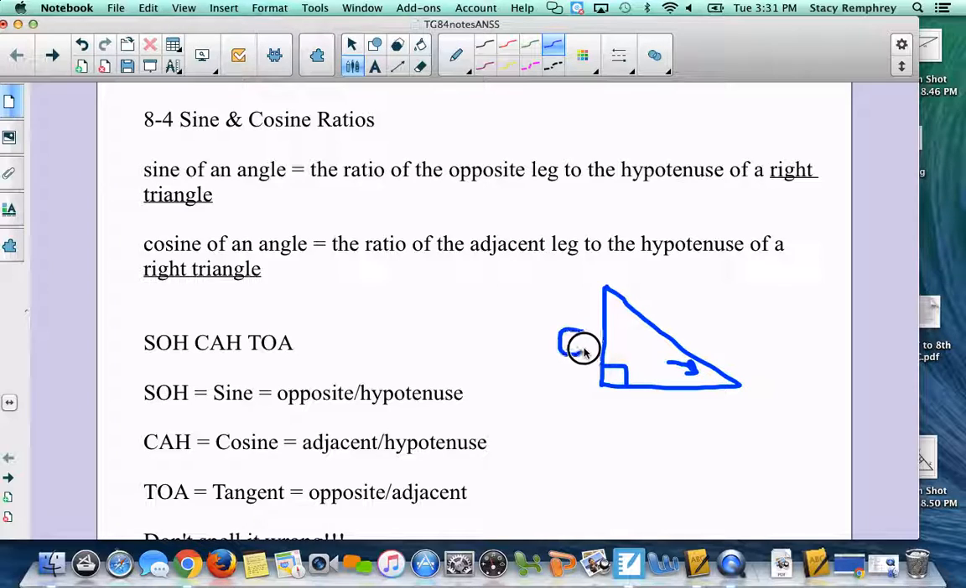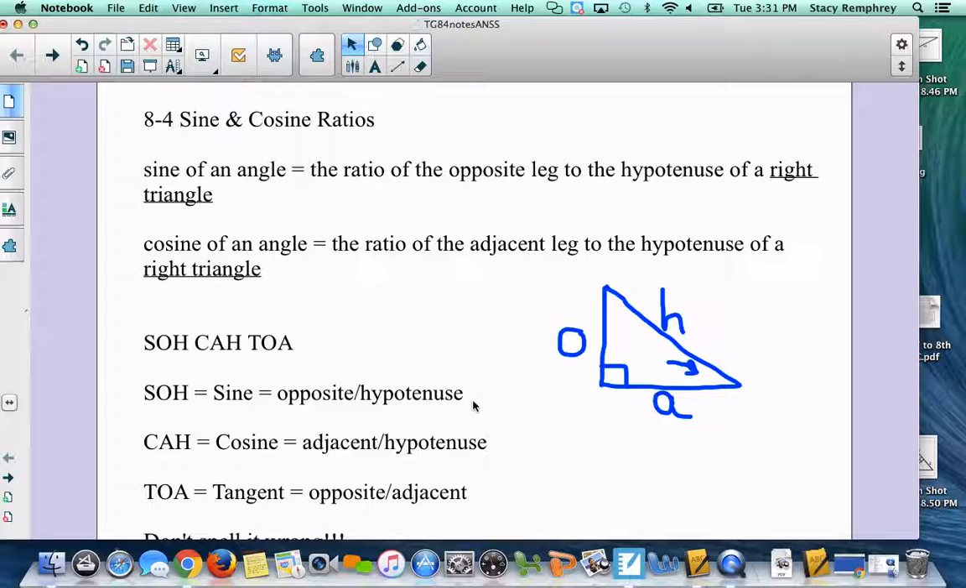This would be the opposite of that angle, to go across. And the hypotenuse is still the hypotenuse. And this is the adjacent. Again, if I was doing this angle, we would have to switch these around. The hypotenuse is always going to stay the same.